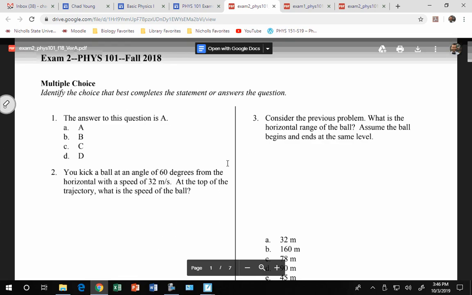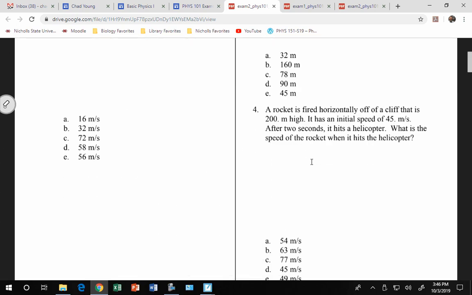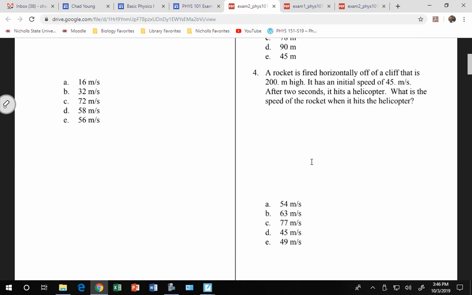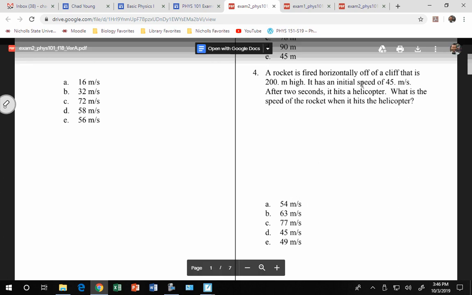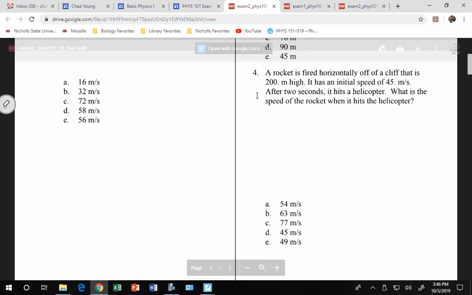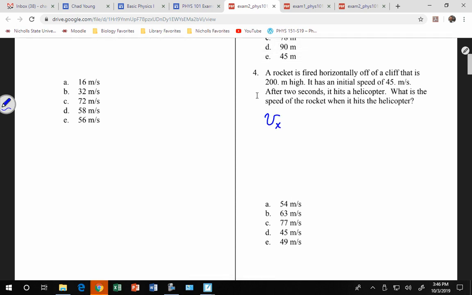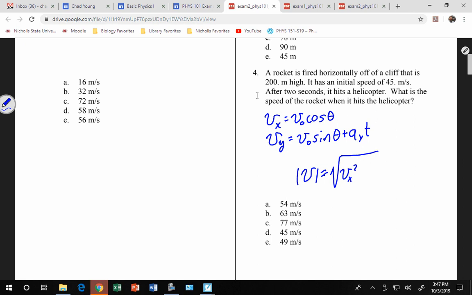Projectile motion. This is kind of like what you'll see tomorrow, except, you know, not free response. This is that problem where you have to find the speed of the rocket. That's where you have to calculate both Vx and Vy. Vx is V naught cosine theta, and Vy is V naught sine theta plus ayt. And then once you do that, the speed is the square root of Vx squared plus Vy squared.